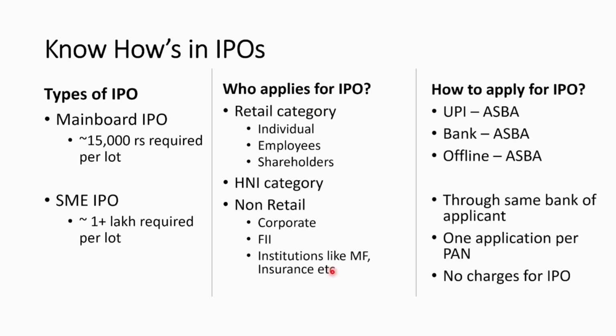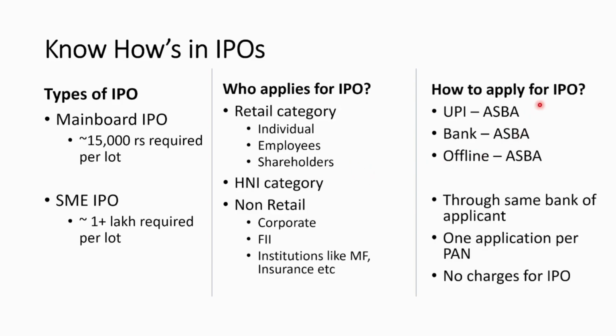So one can apply up to 2 lakh under the individual category, retail individual, or if I'm applying for more than 2 lakh, I can go to HNI. If there is a shareholder category, I can use that also, provided I have the parent company share. Every company will give a separate criterion. At least I should have one share, but this differs from company to company.